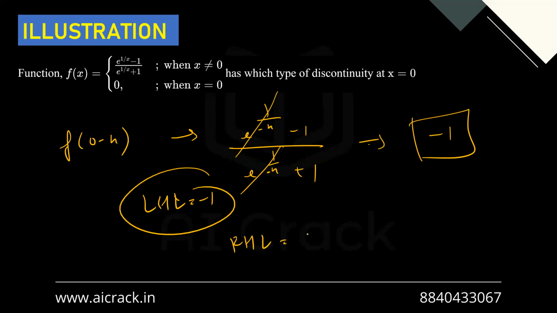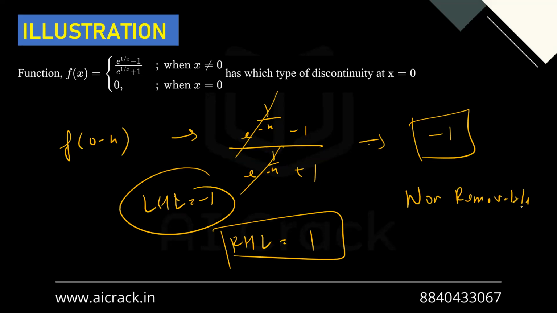RHL was coming out to be 1, and the left hand limit was coming out to be minus 1. So in this case, the limit does not exist. When the limit does not exist, it's non-removable. Okay. And what type of non-removable? Finite type, because the limits are finite.